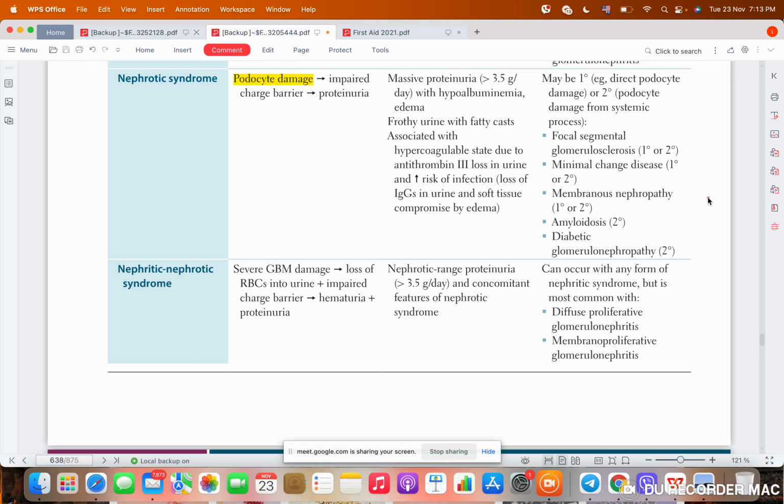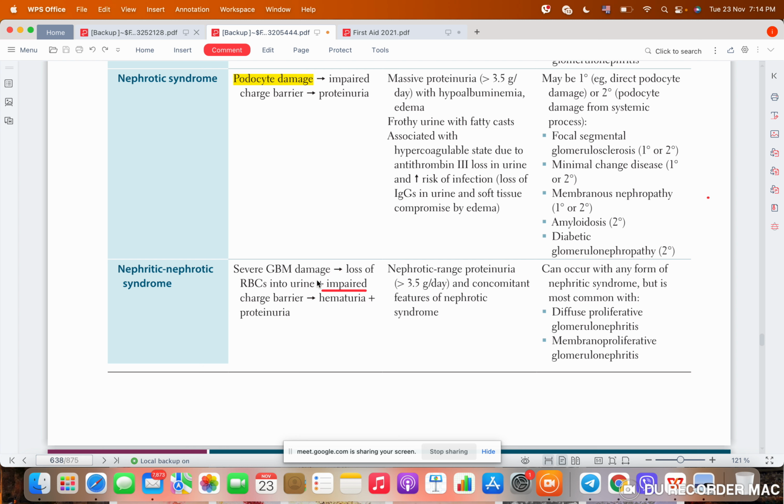Okay, so speaking about the nephritic, it is a pathology of the glomerular basement membrane. At that time, we used to lose RBCs into the urine, and that was pretty much it. But after some time, what happens? Your podocytes are destroyed as well. When that happens, you will have an impaired charge barrier, which leads to both hematuria, because of the glomerular basement membrane damage, and proteinuria, because of the problem in the charge of the barrier.